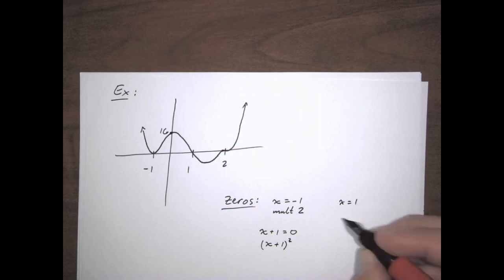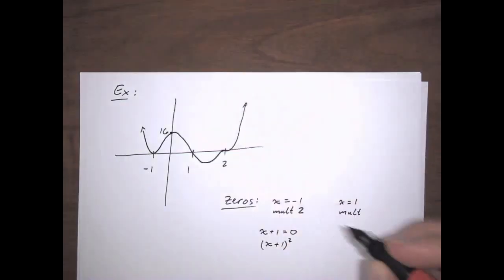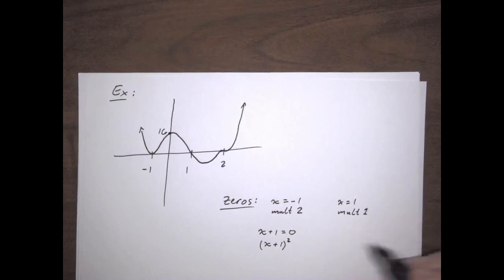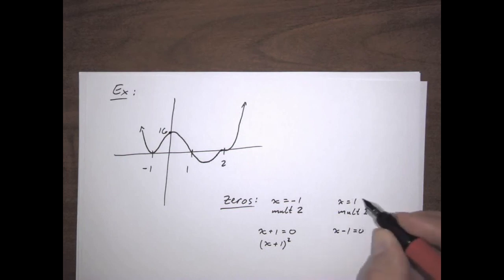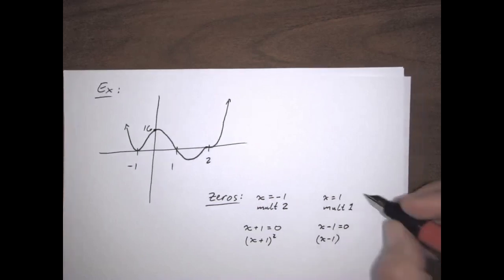X equals 1. Now that one, if we look at that particular value, it's just going straight on through, doesn't even hesitate. So that's multiplicity 1 like a line, which means x minus 1 equals 0, so just move everything to one side to figure out what the factor is going to be. And then the multiplicity will be the power. So multiplicity of 1 means a power of 1, which we don't typically write.